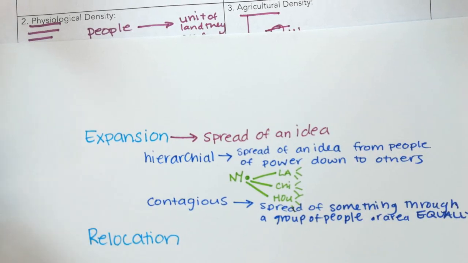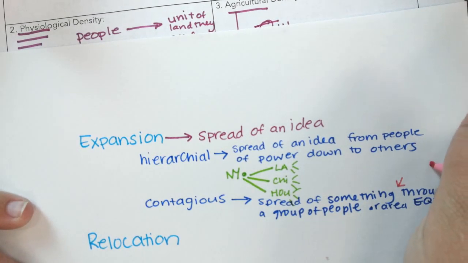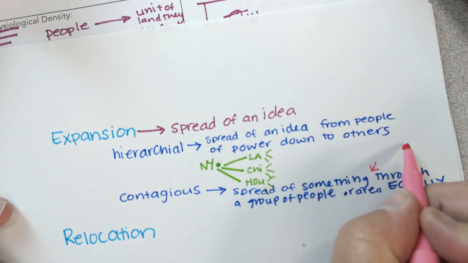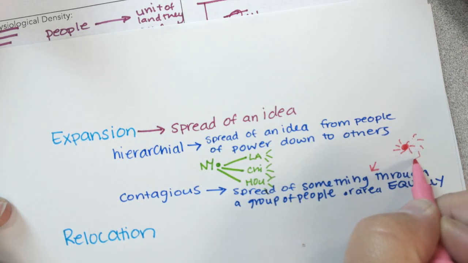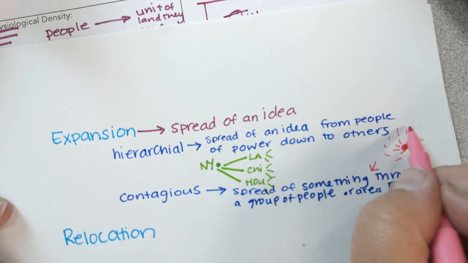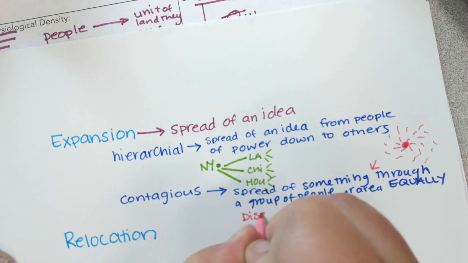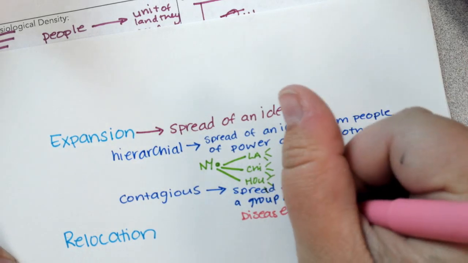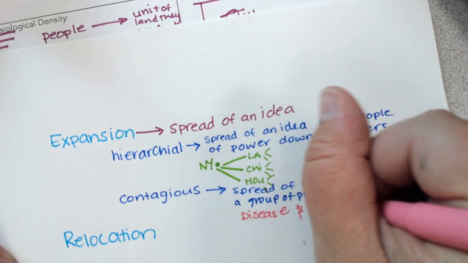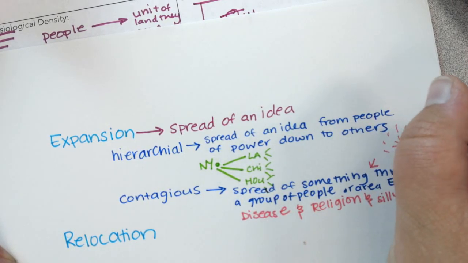The hearth is here, which is where something originates, and then from here it goes to everyone around it, and then it goes to the next layer of people around it, and it just keeps going all the way around. It's a contagious thing. This is similar to disease. This is disease and religion, and silly bands fall under this.